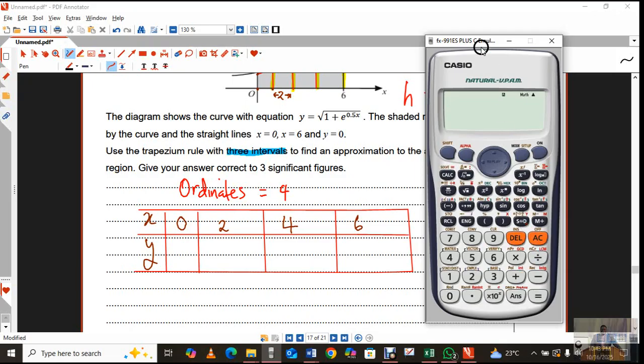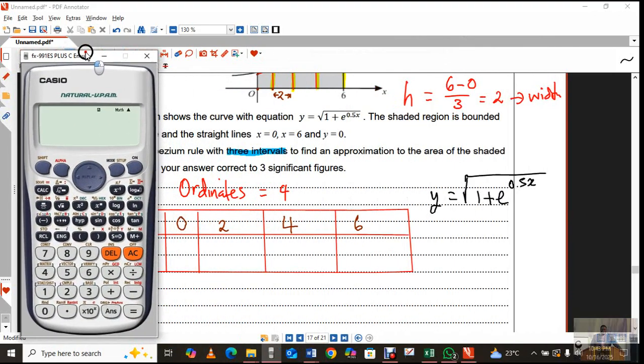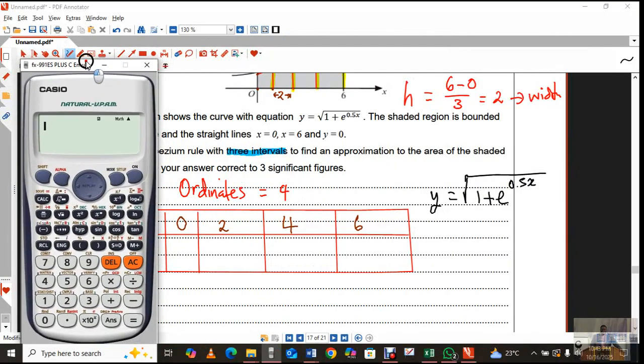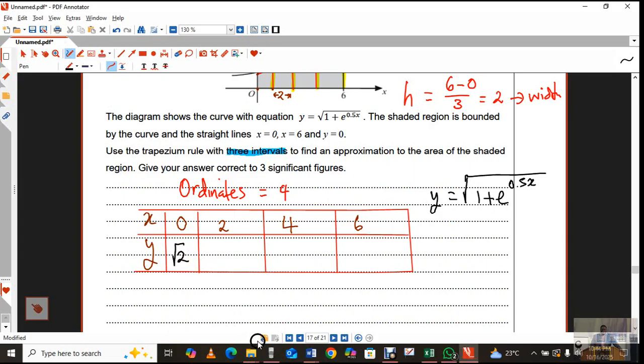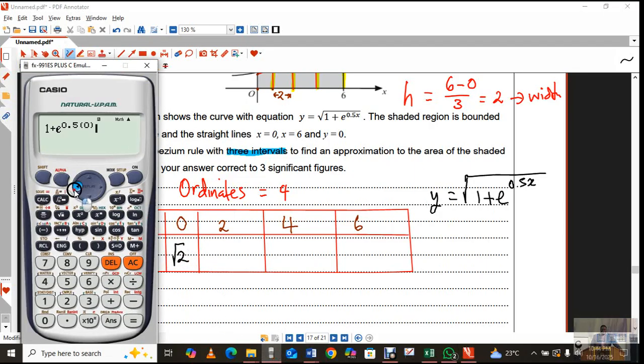I'm not going to use decimal values. All right, so I know that every one of my answers is just going to be under the square root. Hopefully you understand. So I'm just going to say 1 plus my e to the power 0.5 times 0. When you take 0.5 and multiply it with 0, it will just be 2, but it's supposed to be the square root of 2. Remember I said that everything there is under the square root. I don't want to put the square root so that the calculator gives me decimal values.